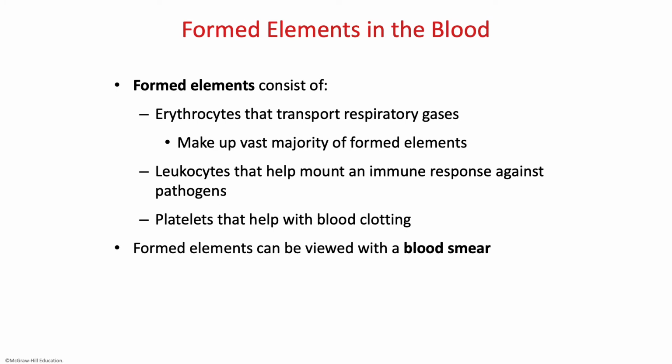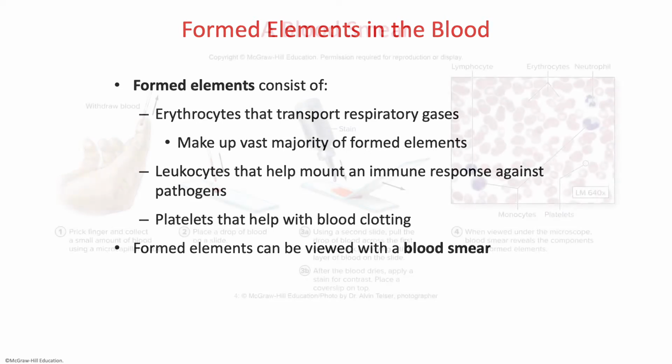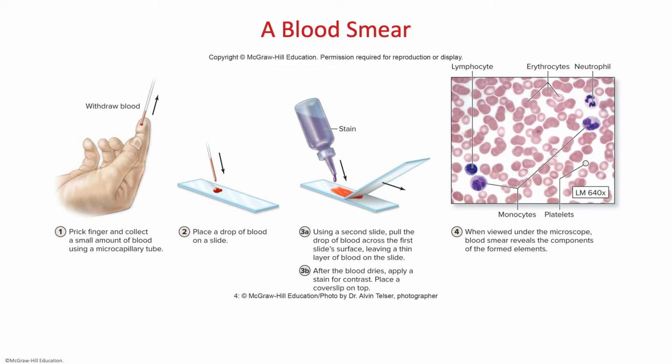The formed elements consist of erythrocytes, leukocytes, and platelets, and these formed elements can be viewed with a blood smear. We won't be doing a blood smear in lab, but if you would withdraw a little piece of your blood after a finger prick, we could stain it and see the different types of blood. In the blood smear, we mostly see red blood cells. Anything darker colored, usually in purple, that would have granules or not have granules are leukocytes. And you might see a teeny tiny platelet in there as well.